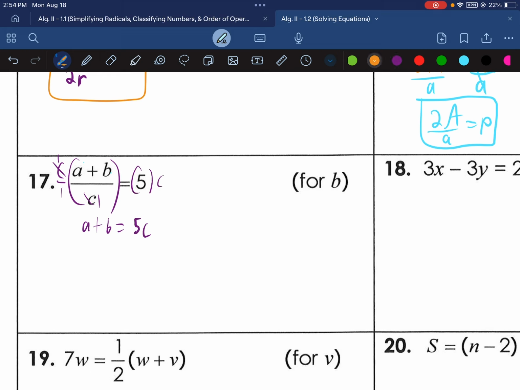And so we get a plus b equals 5 times c. On the other side, or now in the next step I should say, we have to get rid of the a by subtracting it. So we end up getting b equals 5c minus a.